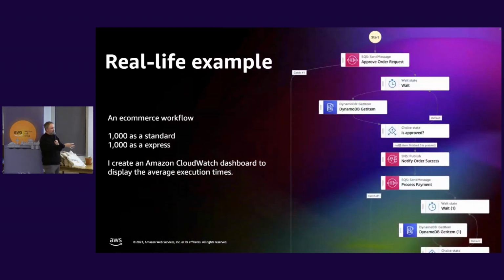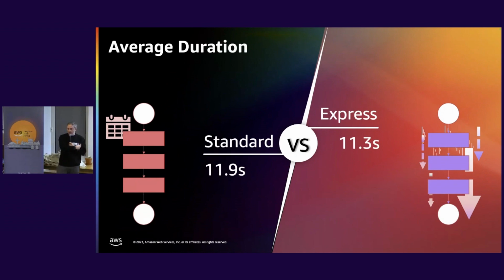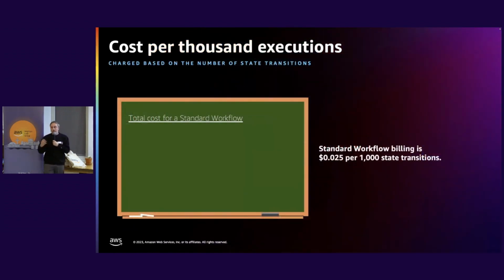So what I did was I ran it 1,000 times as a standard workflow and 1,000 times as an express workflow. And I created a CloudWatch dashboard to show you the results. They took a similar amount of time to complete. The express workflow was a bit quicker. It's not that interesting. This bit's interesting though. Standard workflow for 1,000 executions costs 42 cents, whereas the express costs 1 cent. It's exactly the same workflow doing exactly the same thing. One is saved as standard, one is saved as express. There's an asterisk there because standard workflows have a free tier, so I'm assuming we've gone past our free tier. I want to show you how we worked out the cost so I can prove to you that that's real.